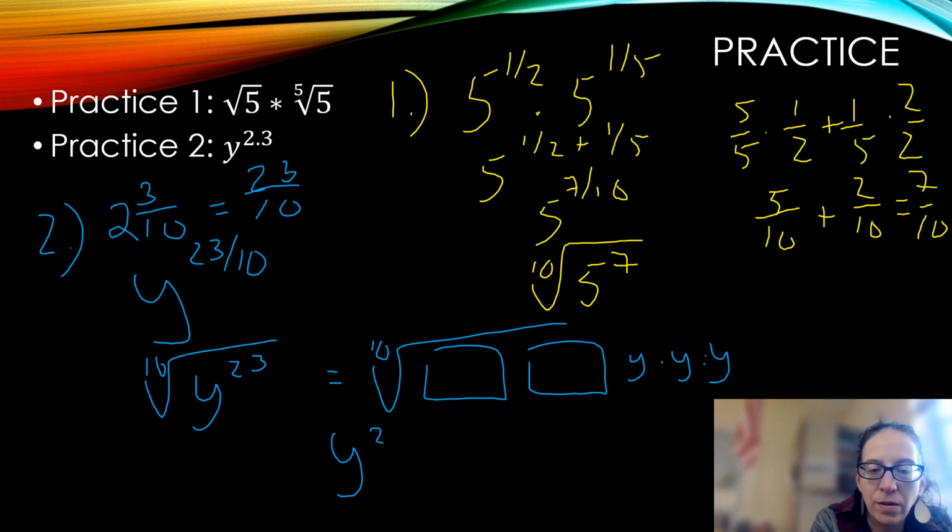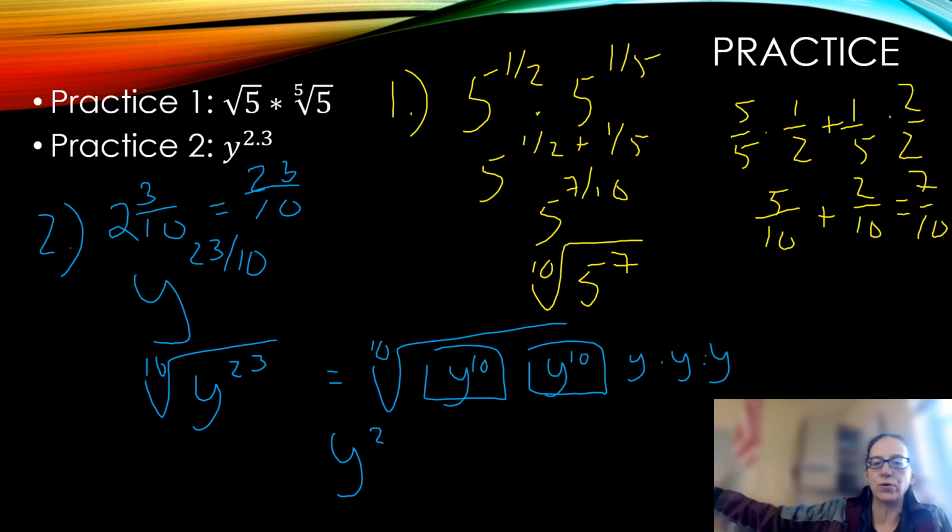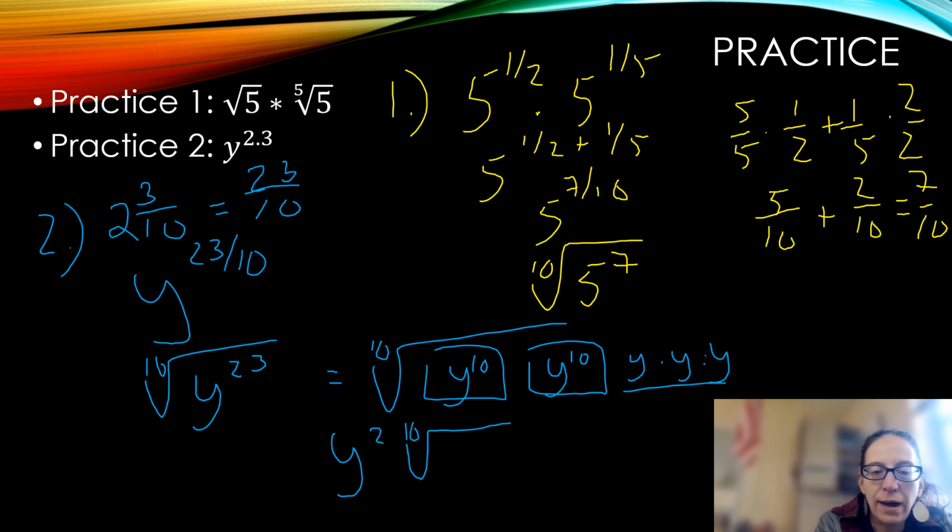So, okay, you'd have 10 y's, 10 more y's, and then you'd have those straggling 3. So the 10th root of y to the 10th is y. We're going to do that twice, and we're left with y times y times y. Again, whether you're supposed to leave it like this or simplify it, read the directions. Don't ever do more work than you need to do, especially on a test, but make sure that you carry the problem out to completion as far as you can.